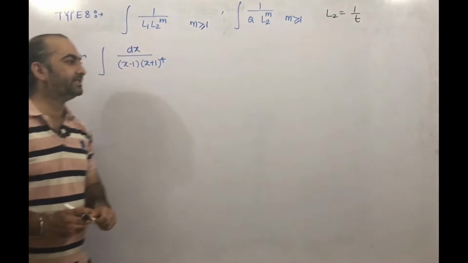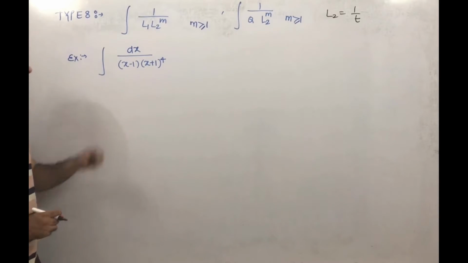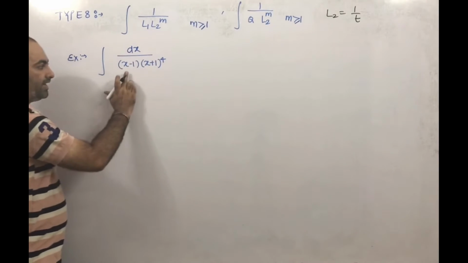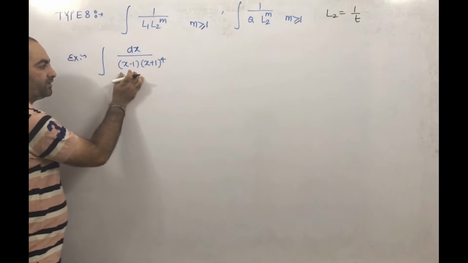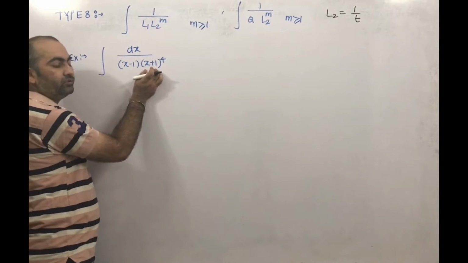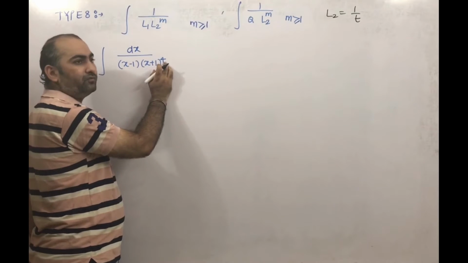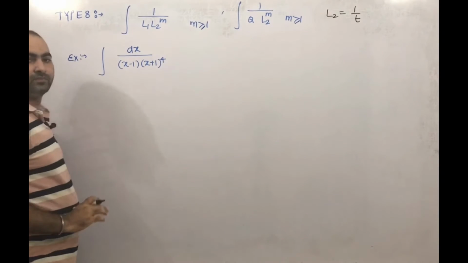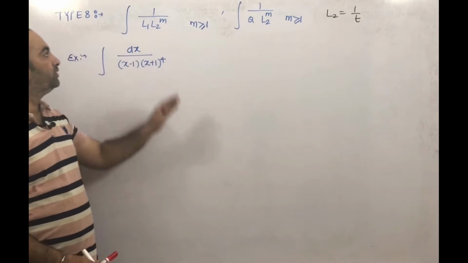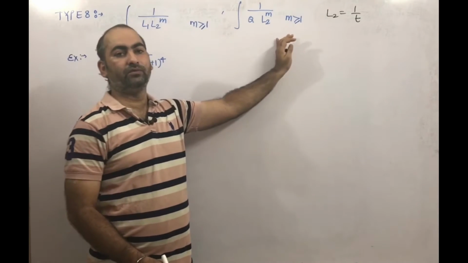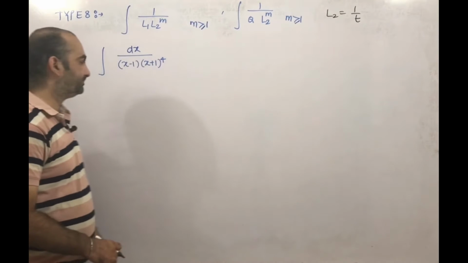For that we are taking one example. That example is the integration of dx divided by (x minus 1) into (x plus 1) to the power 4. So this is linear equation 1 and this is linear equation 2 to the power m, where m is 4. Then how to integrate this? So we will discuss the procedure here. The same process we will use to integrate these two types of equations.